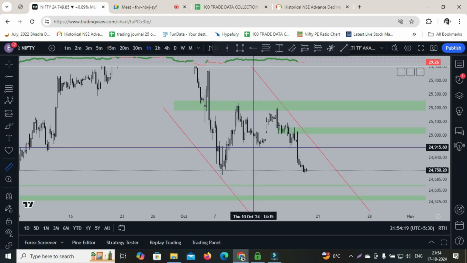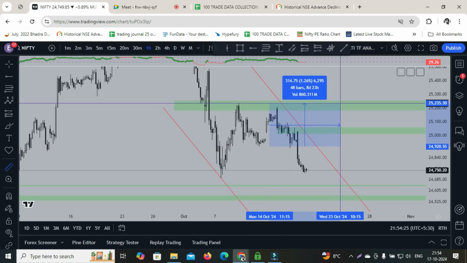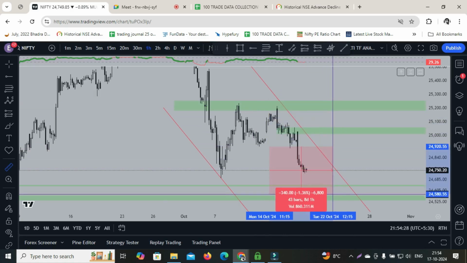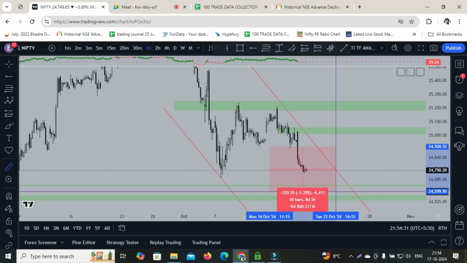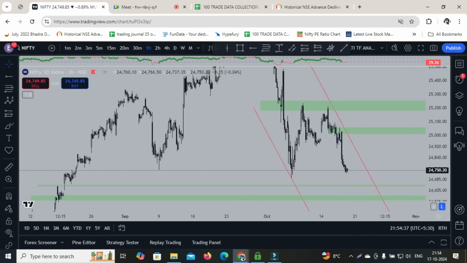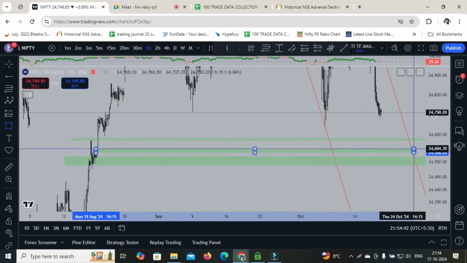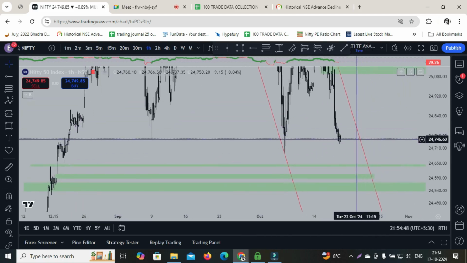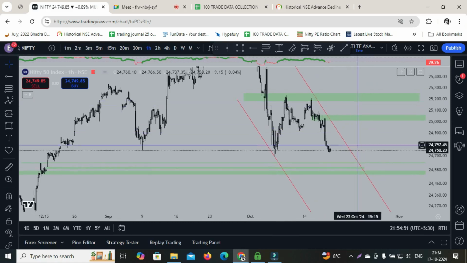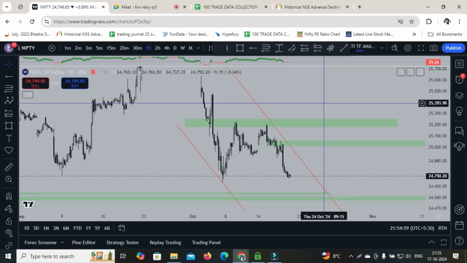If we simply take the equality, this move was 314 points. We go down 314 points. It gives us somewhere around 24,600. Yes, 24,600, and there is a prominent gap on hourly also. So this can be the target for tomorrow or on Monday: 24,600 as per the double top theory. Okay. So nothing else on the hourly chart.